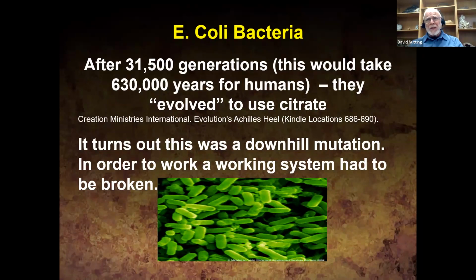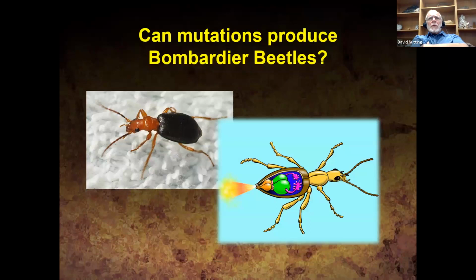It turns out that when you actually look into the research, it's broken. It turns out this was a downhill mutation. In order to work, a working system had to be broken. So it's not going uphill, it's breaking something that works well. And so it's a downhill thing that allowed it. And when we see a lot of these claims, oh, evolution has proven this, ask the question, is this something new or is it a broken system? And every time it is a broken system, and that's what it appears like right there.